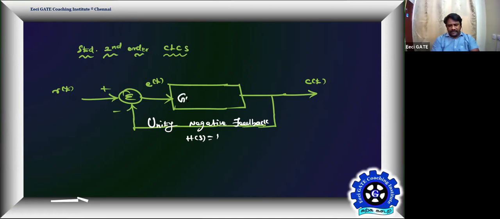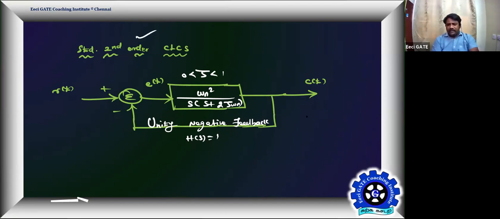Let me refer to this as G of s. G of s, the open loop transfer function or forward path transfer function, K is not there, so K is equal to 1. So omega n square by s into s plus 2 zeta omega n. That's your G of s, where zeta is a parameter strictly taking values between 0 and 1. Yes, that's your standard second order closed loop control system.